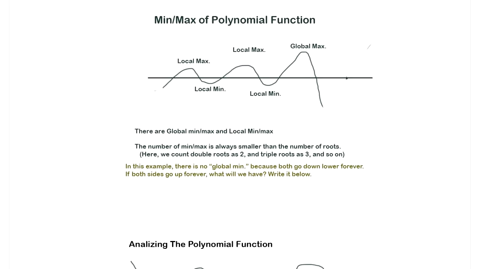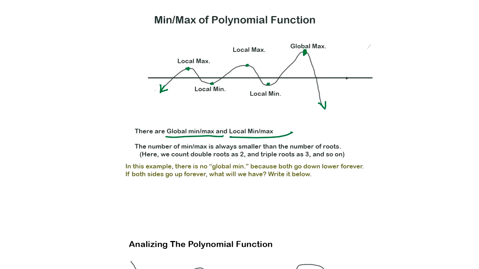Now we summarize here. Minimax of a polynomial function. We have a local max, local min, local max, local min, and a global max, the absolute max or global max. In this case, there are global minimax and local minimax. And the number of minimax is always smaller than the number of roots, right?